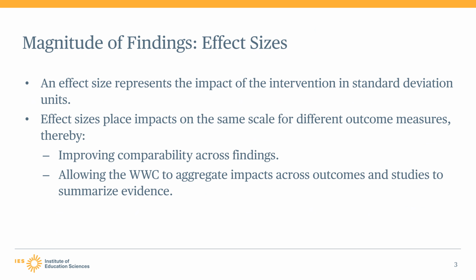The WWC measures the difference between intervention and comparison groups on an outcome using an effect size that represents the intervention impact in standard deviation units. This means that the effect size is based on the variation of the measure in the analytic sample. Effect sizes are valuable for placing intervention impacts on the same underlying scale for different outcome measures reported in the literature that represent the same underlying outcome construct, even if those outcomes were measured differently in different studies in the literature.